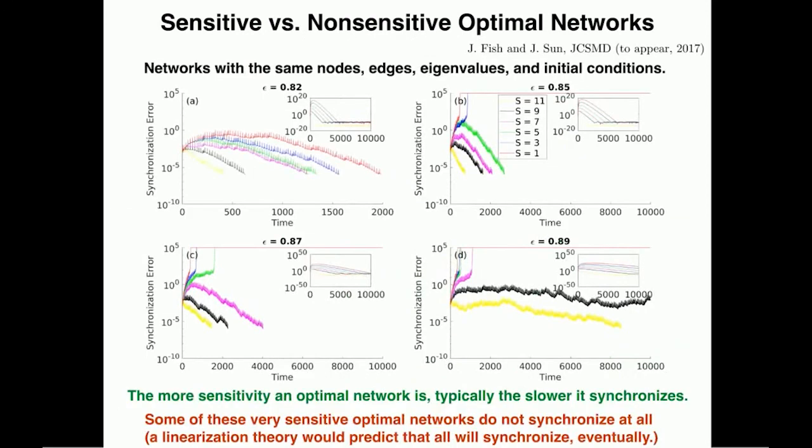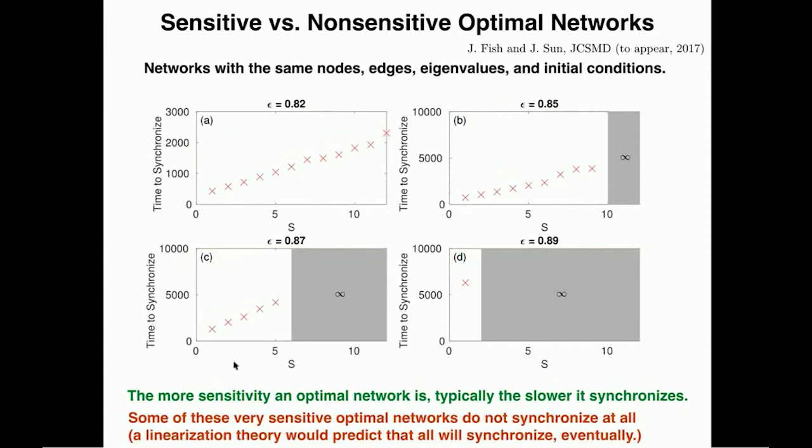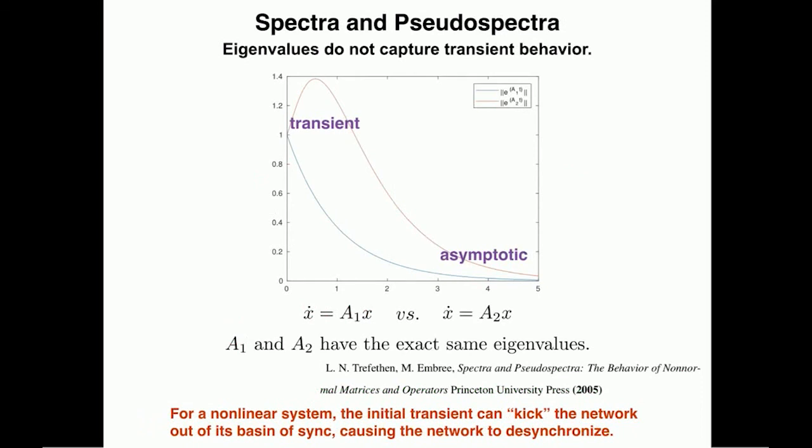A friend of mine recently did some follow-up work trying to investigate this in simple models like Rössler oscillators, finding that some of the very sensitive networks may not synchronize at all. Here I'm showing, as a function of the sensitivity index, the time it takes to synchronize. When S is very big, so for very sensitive networks, some of them may not even synchronize, given the same initial condition, which is very close to identical. So that was interesting.